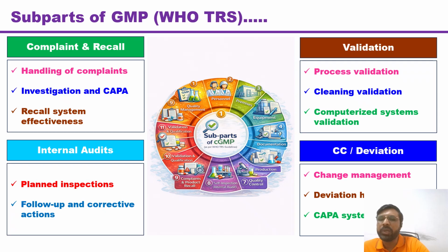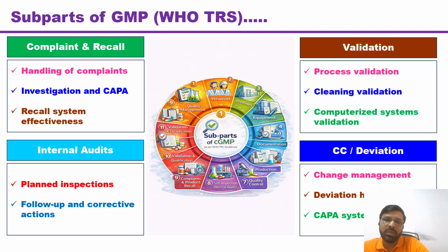And the next one is computerized system validation. Computerized system validation is nowadays very important in the system. It is also called CSV. Means whatever software we are using in the system, we have to validate those systems, so that it will give the assurance that our data is safe.